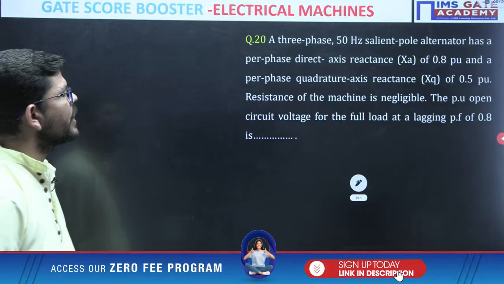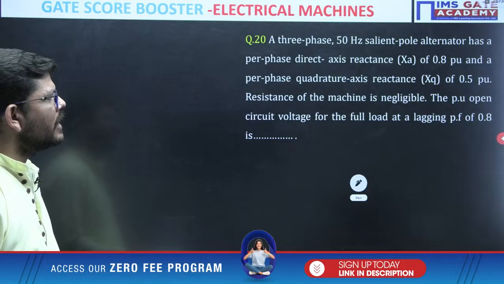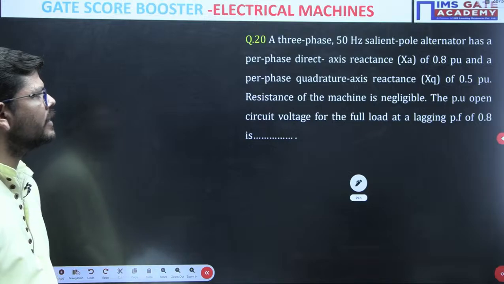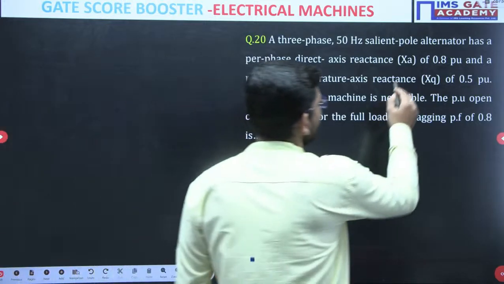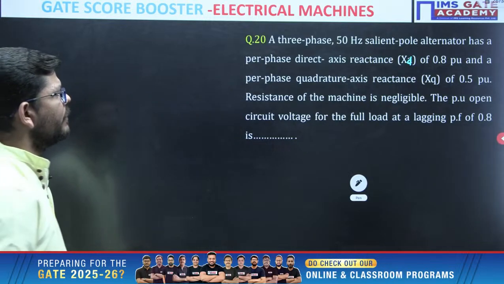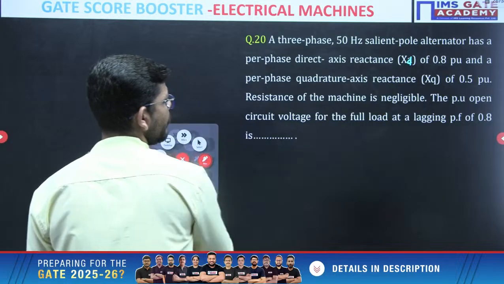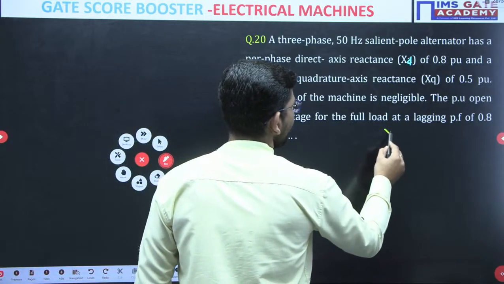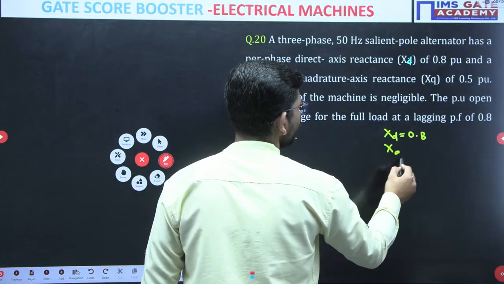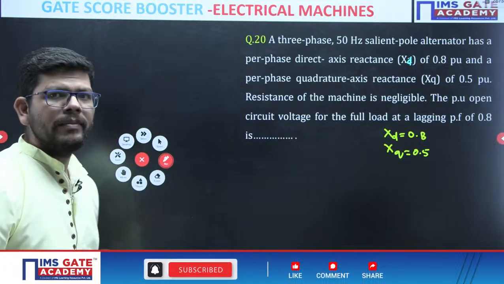Just see, a 3-phase 50 Hz salient pole alternator has per phase direct axis reactance XD of 0.8, and per phase quadrature axis reactance of 0.5, okay. So we have been given that the XD value is 0.8, XQ value is 0.5 per unit. Resistance of the machine is negligible.